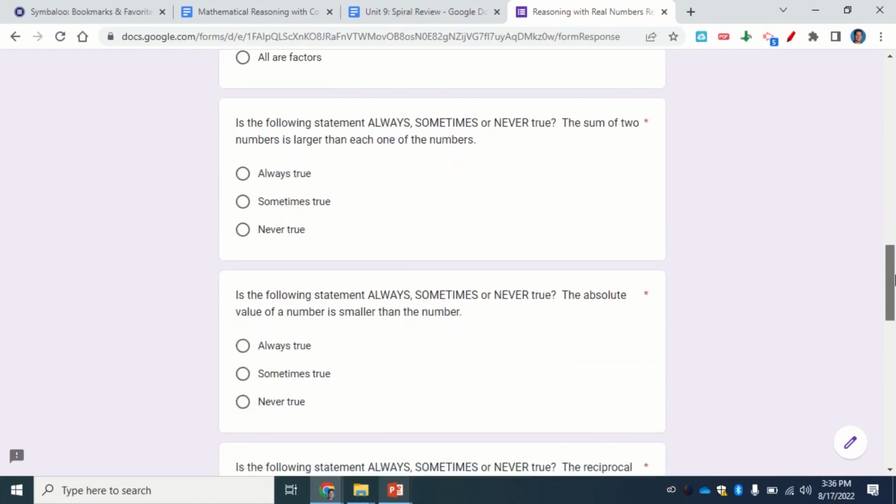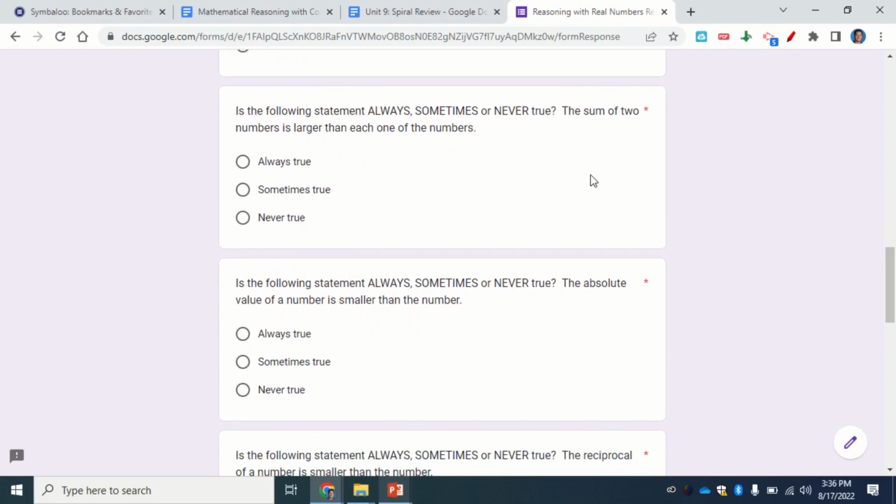Then we'll scroll down. This one says, is the following statement always, sometimes, or never true? The sum of two numbers is larger than each one of the numbers. If we add two negative numbers, we know that we're going to end up with a number that's smaller, so that is not true all the time. But we also know that if we add two positive numbers, the result is going to be larger than the two numbers. So it is sometimes true.